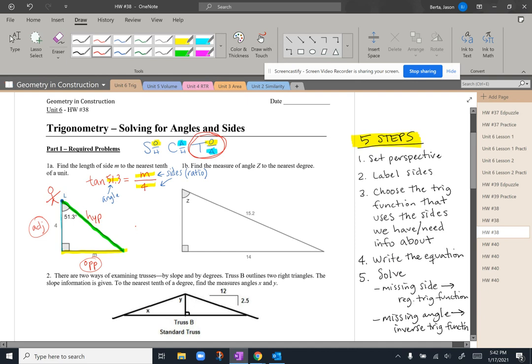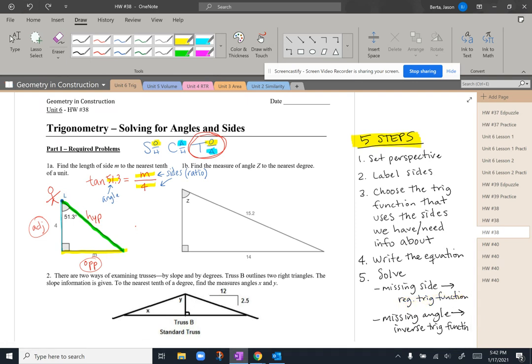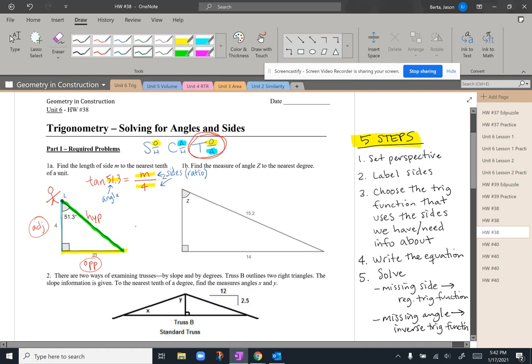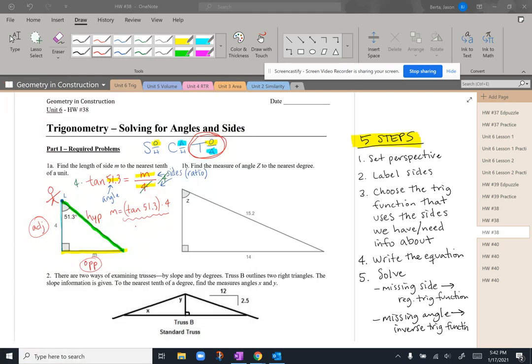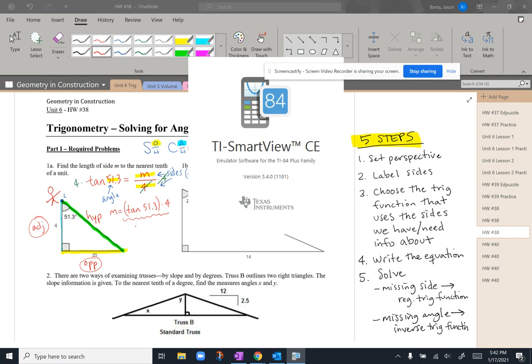Here we're solving for a missing side, so we are going to use our regular trig function. The one thing we have to do, however, is get m by itself. The way I'm going to do that is multiply both sides by 4, because that way they'll cancel the denominator on the right side. What I'll be left with is m equals tangent of 51.3 times 4. This is what you can plug into your calculator. Let me go ahead and open that up.